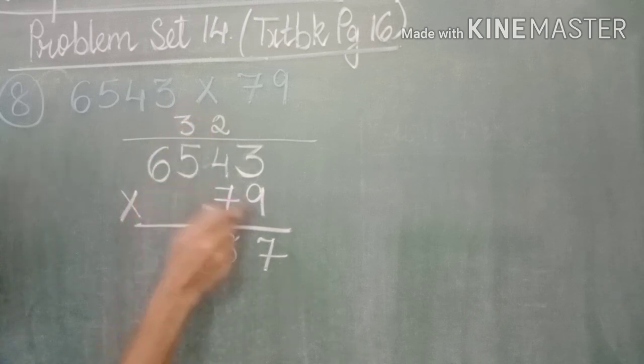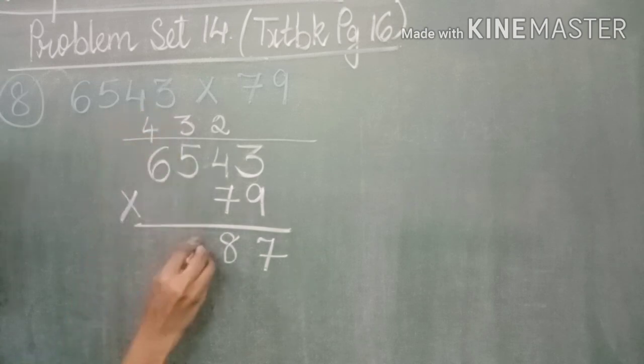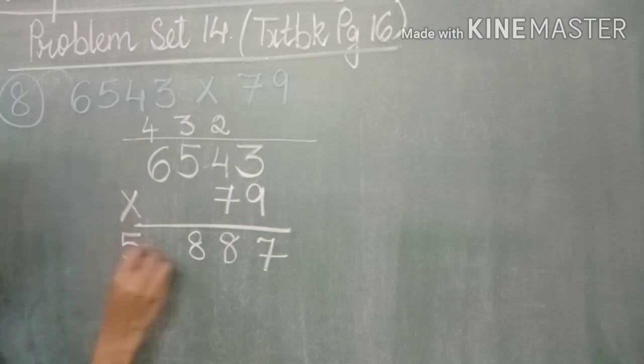Then 9 fives become 45. 45 plus 3 becomes 48. 9 sixes are 54. 54 plus 4 becomes 58. Now this is for the units side.